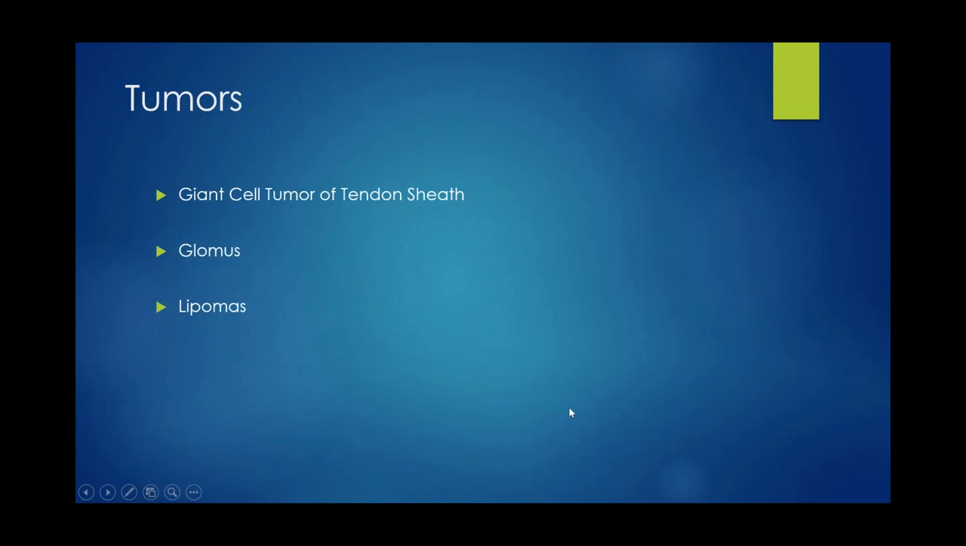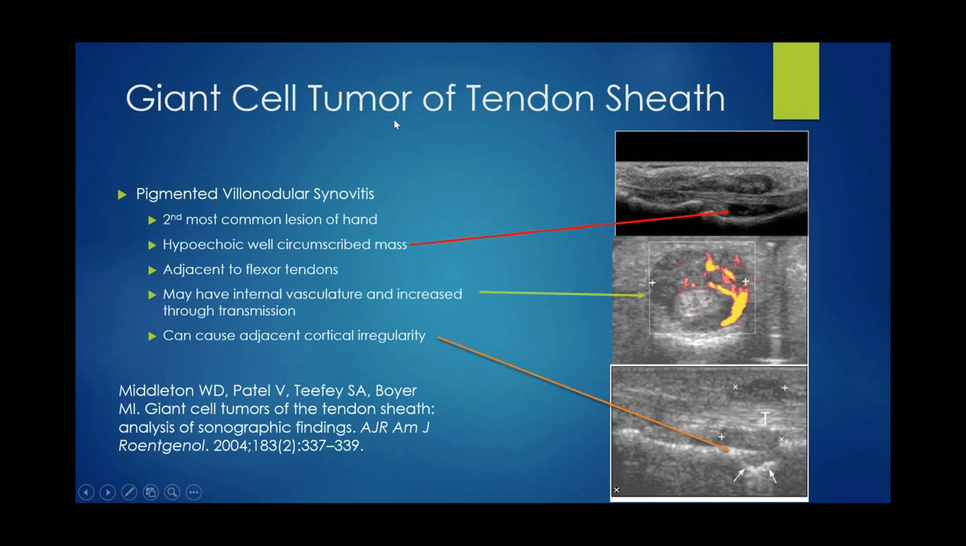Fortunately, tumors about the hand are usually benign. We'll discuss three of them. Giant cell tumor of the tendon sheath is essentially pigmented villonodular synovitis. It involves the flexor tendons, where you'll see this hypoechoic to anechoic swelling around the tendon. It may have increased Doppler signal and may cause erosion of the adjacent bone.